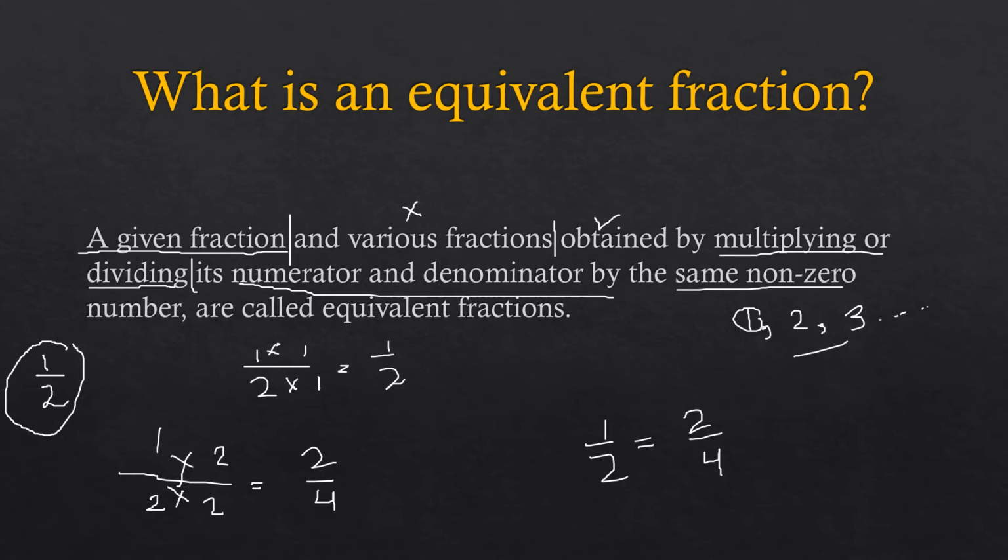This is how we obtain various fractions. For obtaining various fractions, we use multiplication, and what we multiply is just natural numbers. Natural numbers we use for multiplication, and we get the new fraction which is equivalent to the given fraction.